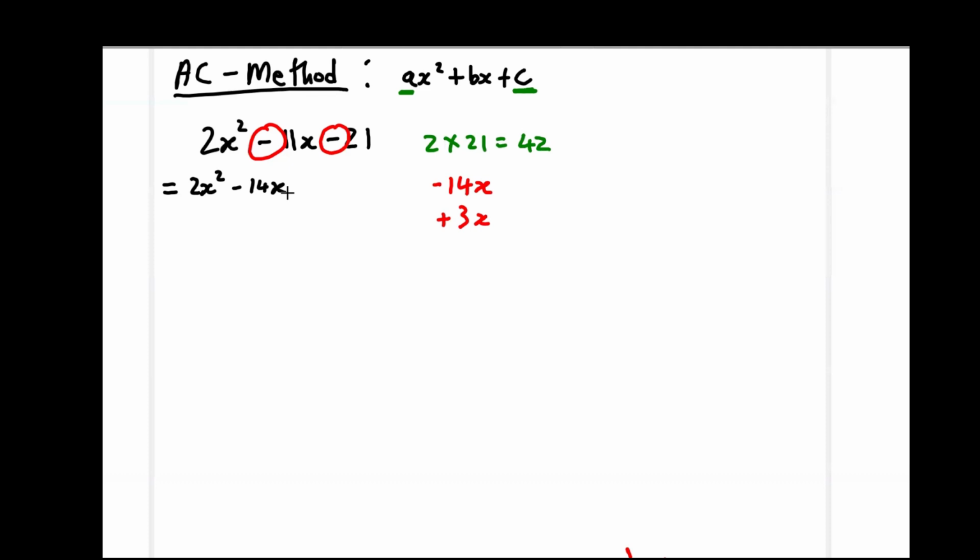So minus 14x plus 3x minus 21. Then what you're going to do is look for the highest common factor of the first two terms. And this is important. It must be the highest common factor, nothing else. Don't compromise that. So your highest common factor here is 2x. Then you have x minus 7.